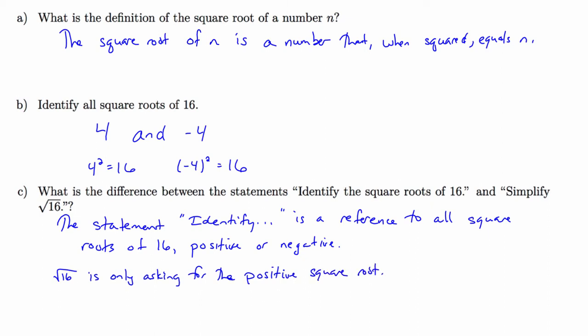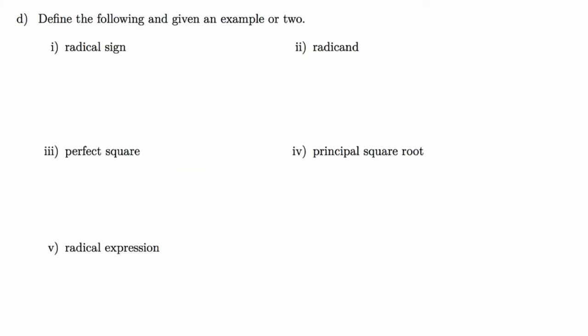The problem is when people read that symbol out loud, they read it as the square root, and so they blur the lines between what the square roots of 16 actually are and what that symbol is actually referencing, only the positive one. And this brings us to the vocabulary that we need to review in Part D. In Part D, we need to define the following and give an example or two if possible.